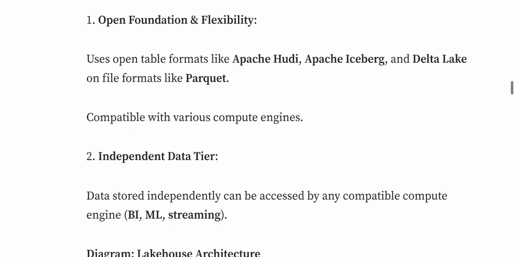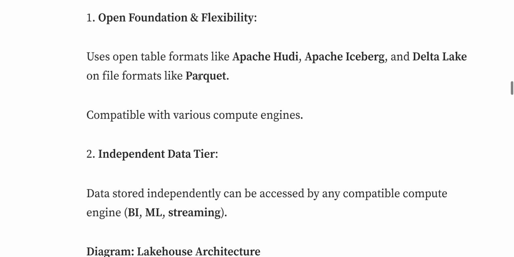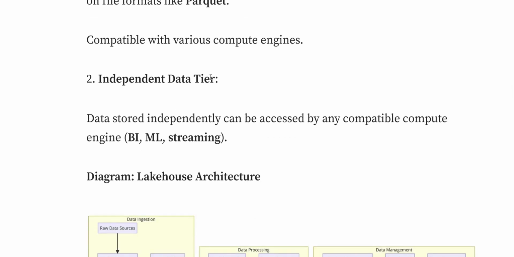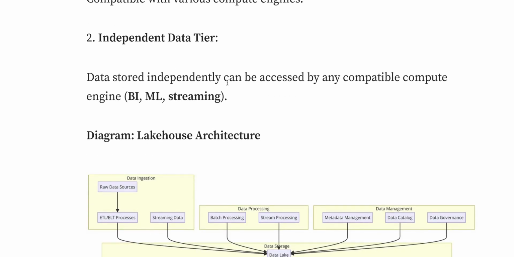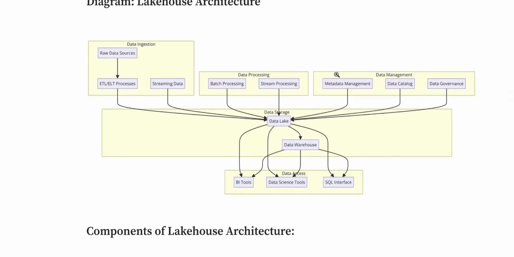Basically, this concept is open formation and flexibility. Use open table formats like Apache Hudi, Apache Iceberg, Delta Lake, and file format like Parquet. Independent data tiers means data is stored independently and can be accessed by compatible compute engines like BI. So if you put data into one cloud, they can still access BI, ML, and streaming. Yeah, this is the lakehouse diagram.